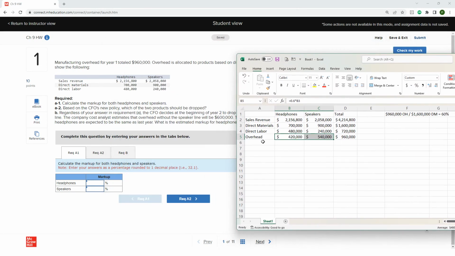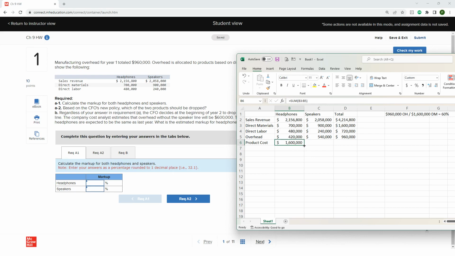So now that we have all of our costs, now we can figure out what our product cost is. And remember that product cost is going to include direct materials, direct labor, and overhead. So I'm going to sum up those three costs. Now we have to make sure that our sum doesn't include sales revenue, because revenue is not a cost, it's revenue. So for headphones, it's going to be $700,000 direct materials plus $480,000 direct labor plus $420,000 of overhead, and that gives us $1.6 million in product cost for headphones.